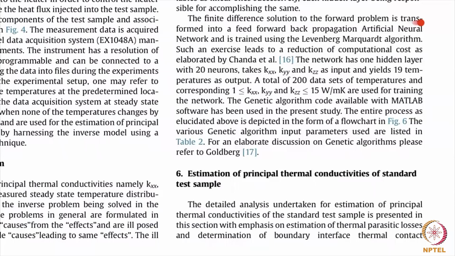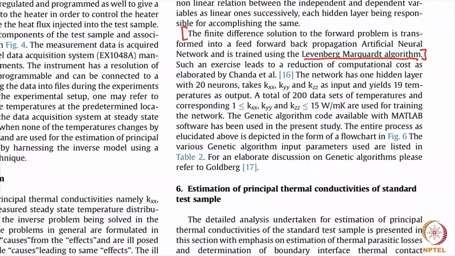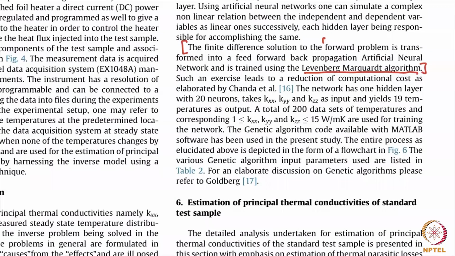The finite difference of the forward problem is transformed into a feed forward backpropagation or artificial neural network. So you can see that even this ANN can be used. We used gradient descent, but they used Levenberg-Marquardt. So forget that. What this is doing is a simple thing. You are basically trying to find out the equivalent of T hat equal to W0 plus W1x.